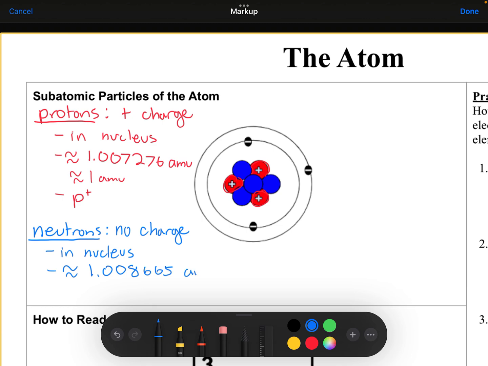1.008665 AMU. And again, AMU stands for atomic mass units, but we usually just say that they also weigh about 1 AMU. All right, if I want to abbreviate neutron, I'm going to use one of two abbreviations. We could do N0, or I could abbreviate neutrons like that.